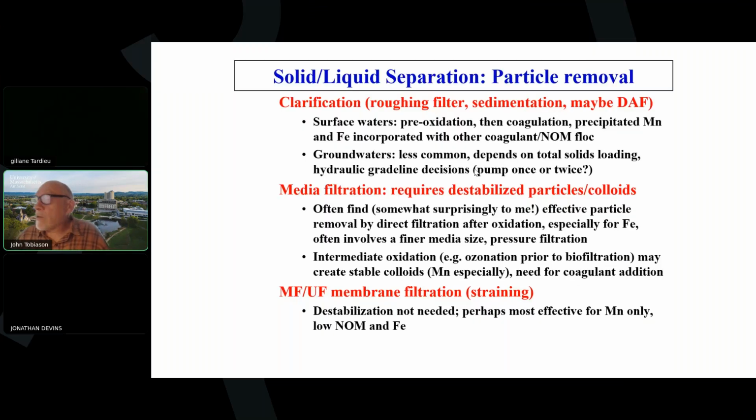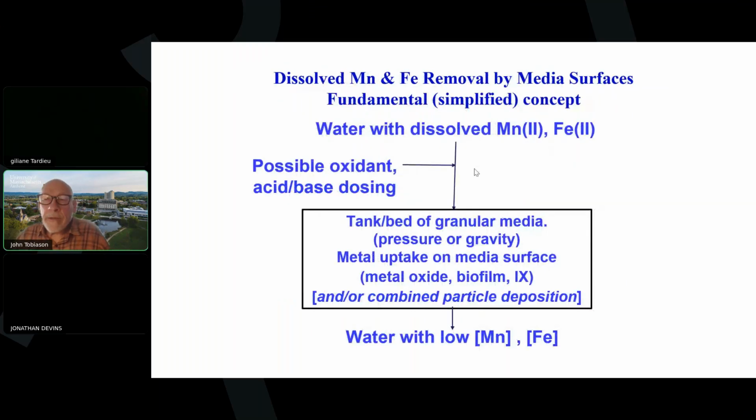So to take particles out, I'm not going to read through these, but all the things we use to take particles out: clarification, media filtration, or MF/UF particle removal membranes, each have their niche in the removal world. So you might find a groundwater that precipitates manganese with permanganate, makes the particles, and then strains them with a microfilter or ultrafilter. That has been done.